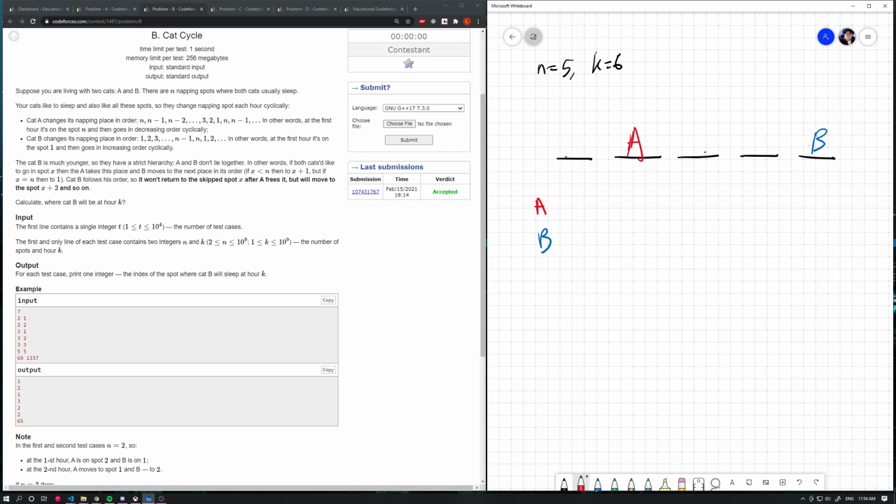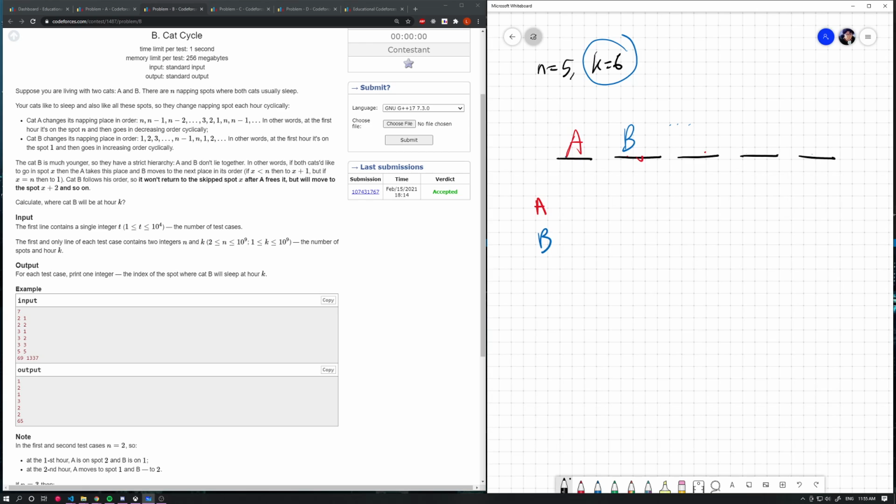I'm just going to keep simulating this process one more time. So A moves back, and then B wants to move up, but because A is here, B goes here, and so on. And the problem wants you to find where B is at time k. And yeah, that is the problem.